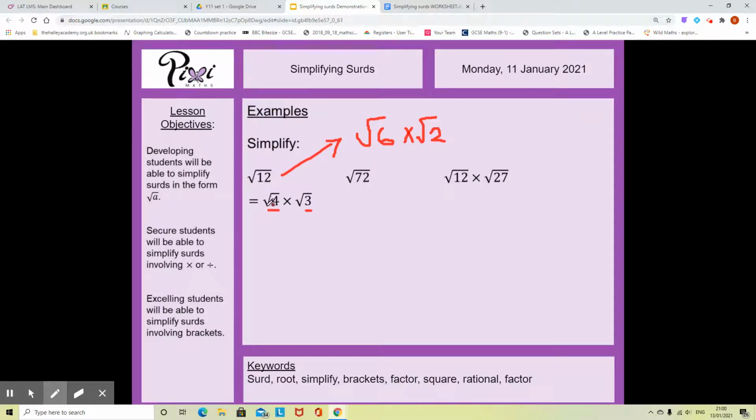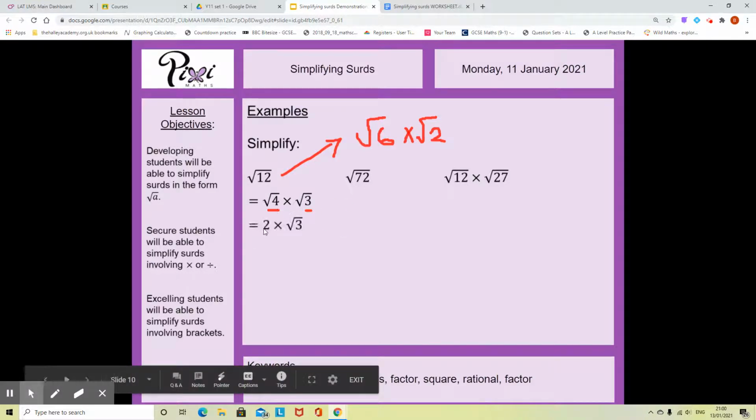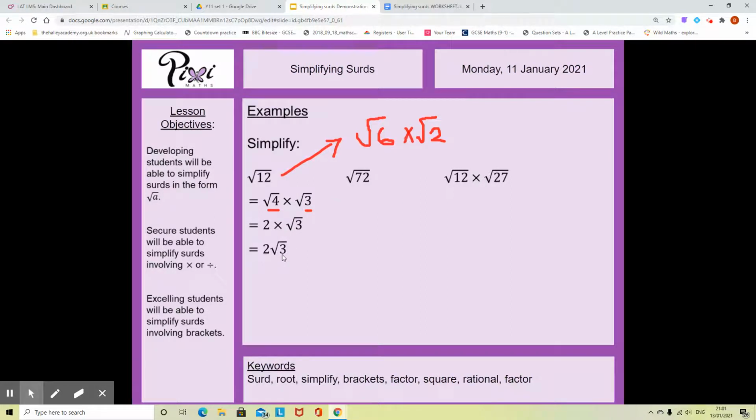However, 4 and 3 are chosen because 4 is a square number and can be further square rooted as 2 multiplied by square root 3, which is 2 square root 3, because 2 is a non-surd or rational number and square root 3 is a surd because it can't be further square rooted.